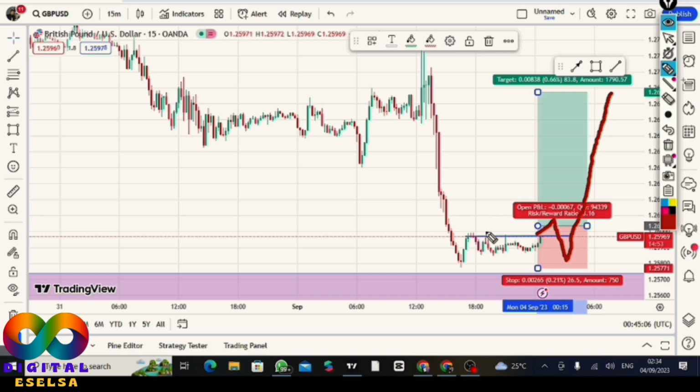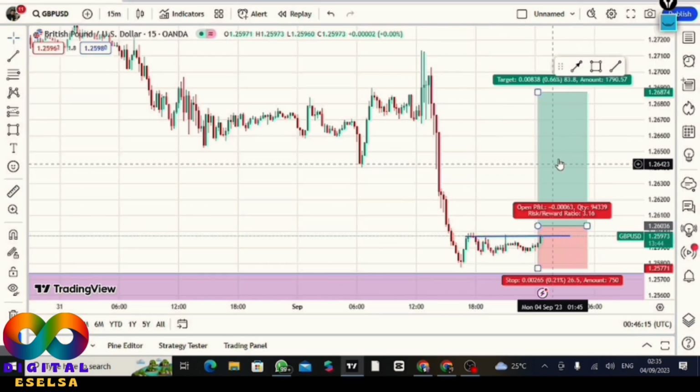Are you getting it, guys? So this is just it about GBPUSD. There's no need of stressing yourself. Just do your normal analysis and trade what you see. It is risk management that will keep you in this game. So this is it about GBPUSD.